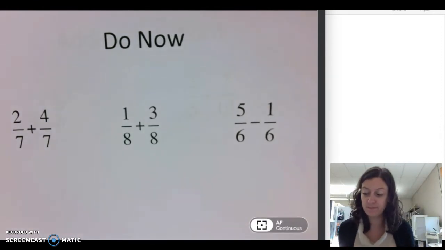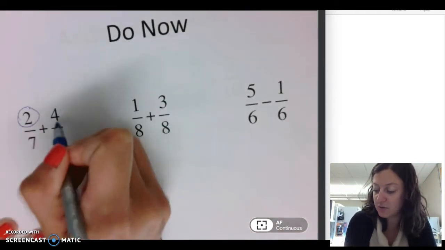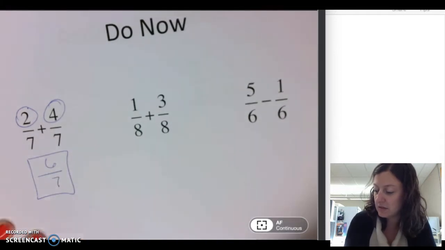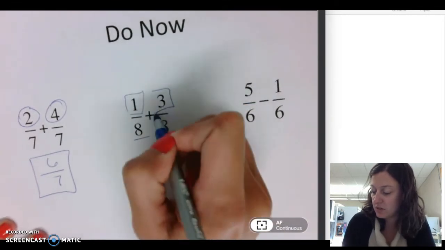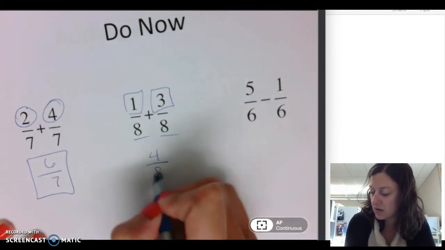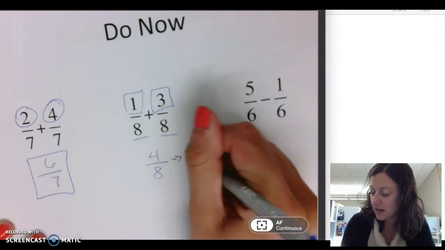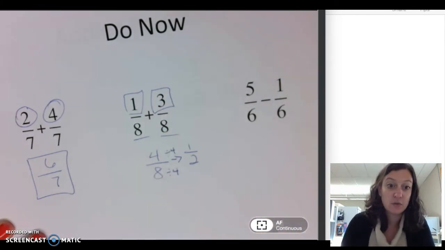Okay, so this one, we just add the numerators when the denominators are the same, so we get 6/7. This one here is the same, the denominators are the same, so 1 plus 3 is 4. Now, we know that 4/8 can simplify to 1/2 because they both have factors of 4. So show whatever you need to.